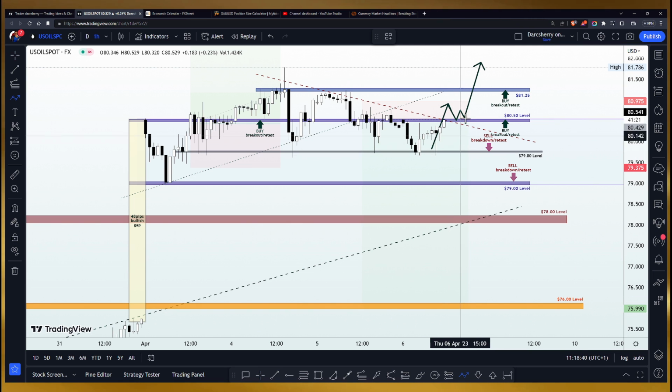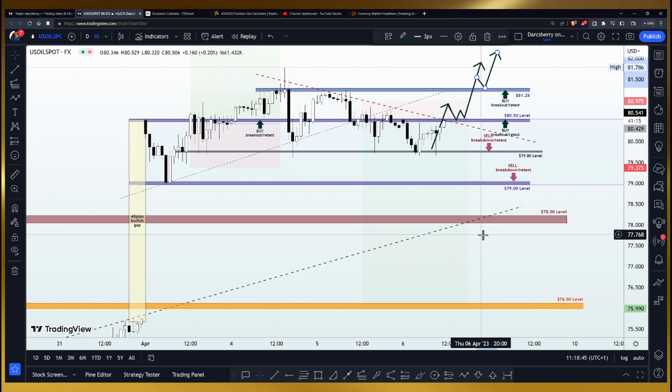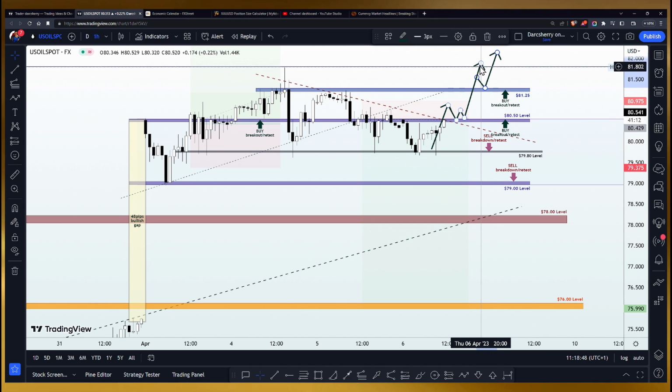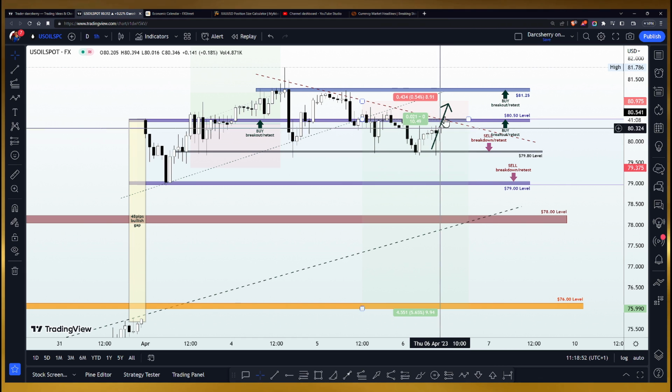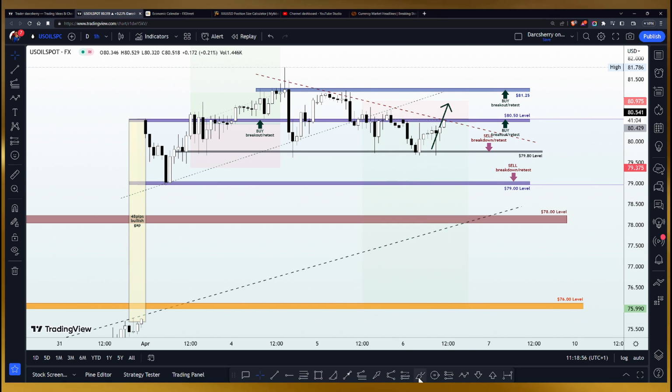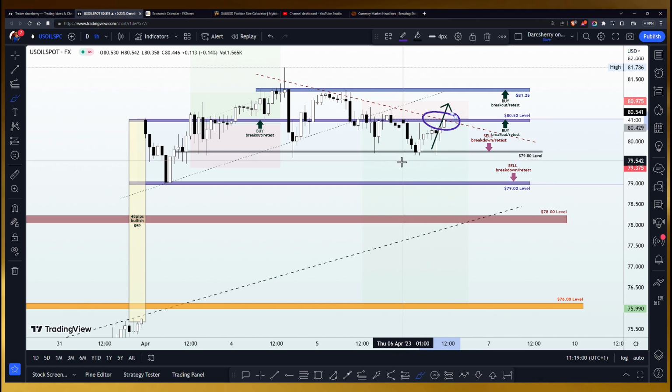Then a further breakout of the $81.25 level will welcome additional position to this trade. So this is the only way we can be looking out for trading opportunity in this market. So we're looking out for buying opportunity if a breakout of the $80.50 level happens, which also shares a confluence with that bearish trend line.